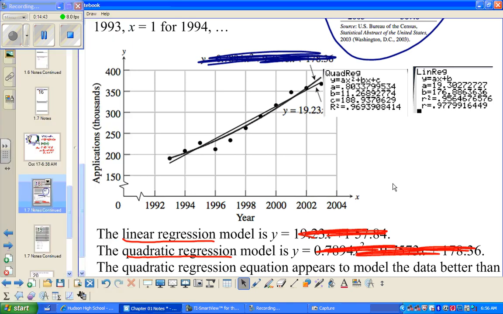So why did we do all that? We did that to write the equation that best fits that data. So what would our equation be? Well, we would take this information and we would have the equation 0.8x squared plus 11.2727x plus 188.194. That would be the equation that best fits the data.